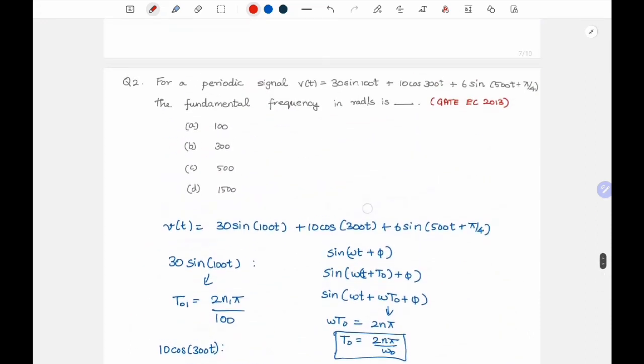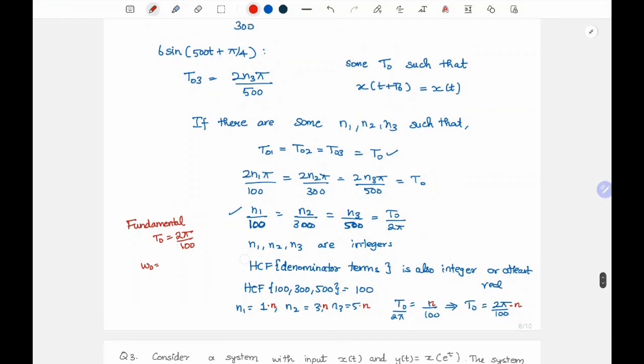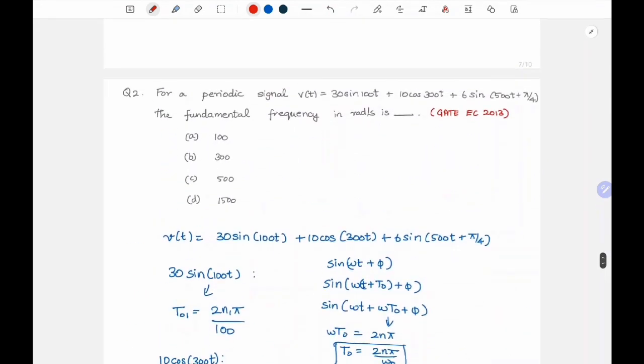And what they are actually asking is the fundamental frequency in radian per second, which is nothing but omega naught. And omega naught is 2 pi by t naught, right? And which is nothing but 100. So 100 radians per second. So the answer is 100.